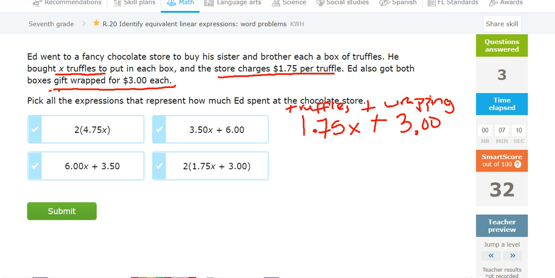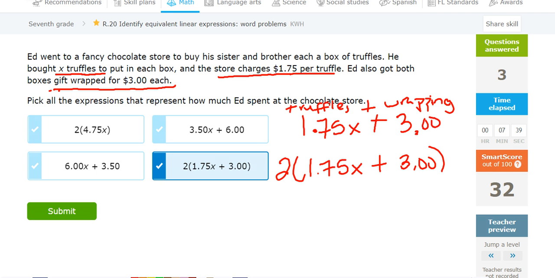Now, since there were two people who were going to get these truffles, that would just be 2 times all of this. So 2 times (1.75x plus $3). And that's all kept in parentheses so that you don't forget that each of those numbers is multiplied by 2. So far, we've recognized that one of our expressions is here.